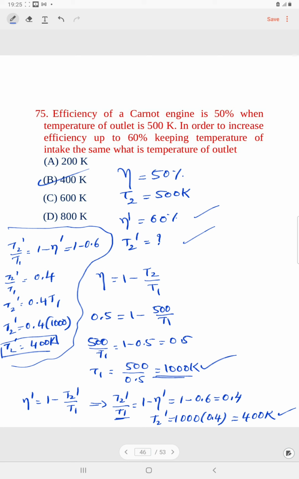And now take the new efficiency 0.6, intake temperature T1 as 1000 Kelvin only, and for 1000 Kelvin intake temperature, efficiency 60%, what is the sink temperature? That is the outlet temperature. That means T2 dash is going to be like that.